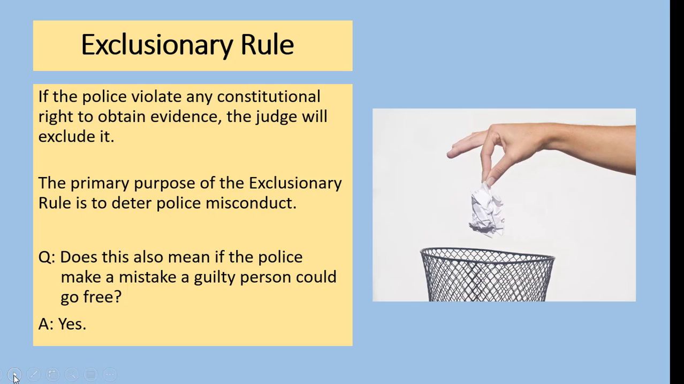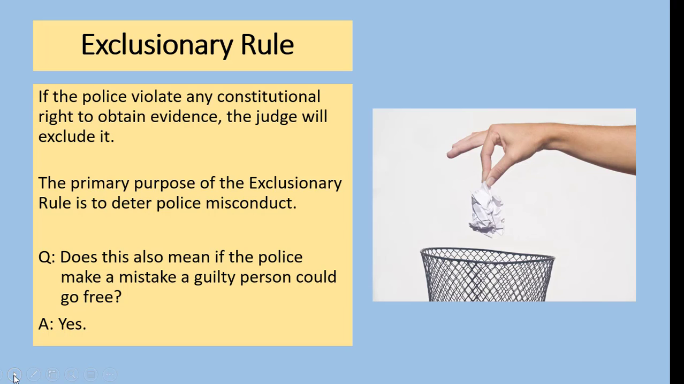The exclusionary rule is not in the Constitution. You can read the entire Constitution from beginning to end, and you will not find anything that says exclusionary rule. This is a rule that was created by the courts to address when a police officer violates someone's rights to obtain evidence. What the exclusionary rule says is that if the police violate any constitutional right to get evidence, the judge will exclude it. And the primary purpose of the exclusionary rule is to deter police misconduct.